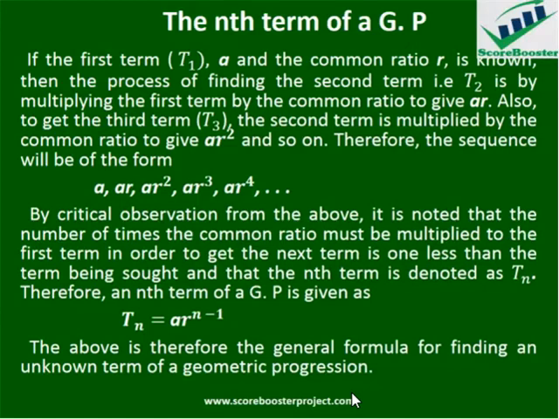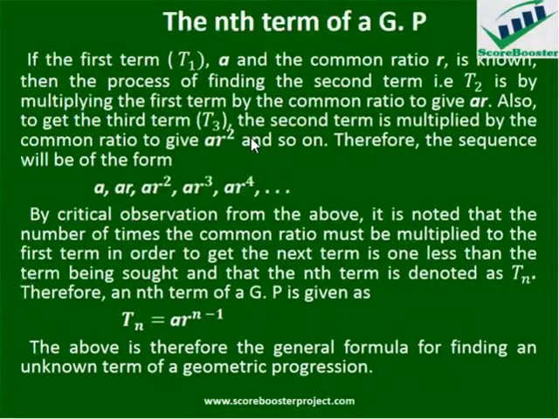The nth term of a geometric progression. If the first term T1, which is denoted by A, and the common ratio denoted by R are known, then the process of finding the second term of a geometric progression, denoted as T2, is by multiplying the first term A by the common ratio R to give AR. Also, to get the third term T3, the second term, which is AR, is multiplied by the common ratio R. AR multiplied by R will give AR squared. So to get the fourth term, we multiply the third term AR squared by the common ratio R to get AR cubed, and so on.